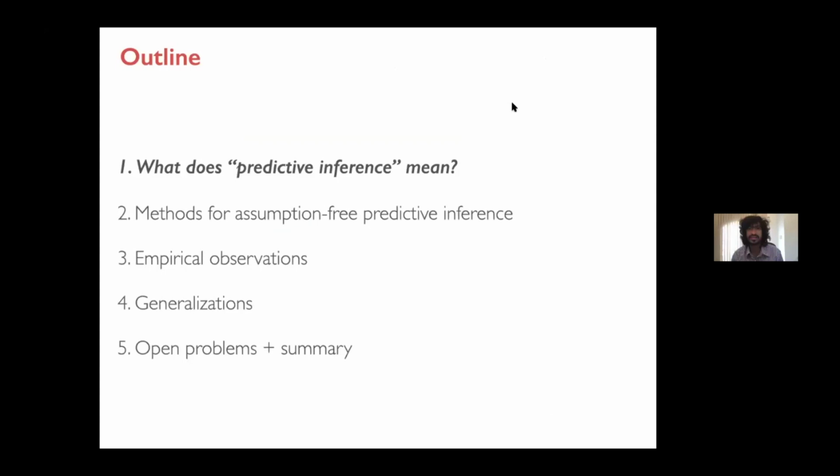The broad outline of the talk is I'll tell you first what predictive inference is supposed to mean. It's a term used in statistics often, but not that commonly known in machine learning. I'll describe some methods for assumption-free predictive inference, and I'll describe what it... I'll wrap up, and I'm sure several of you might also find those interesting.